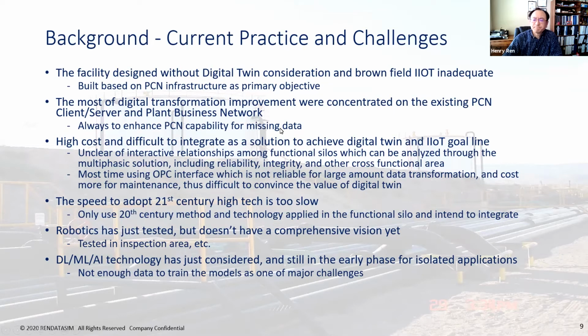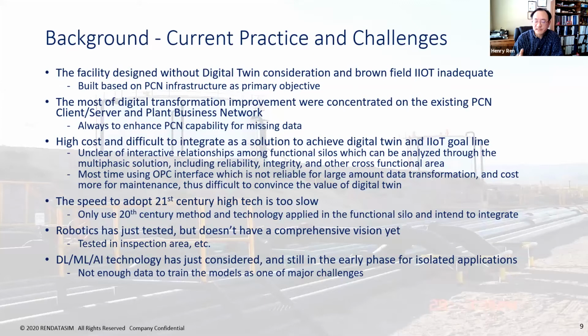the background. I would like to talk a little bit about the current practice and what I see as the challenge, okay? Currently, with the facility design, first of all, by the time the facility was designed, no one thought about the digital twin, or about digital transformation, that kind of technology being applied. So most of the facilities are designed without those support platforms.